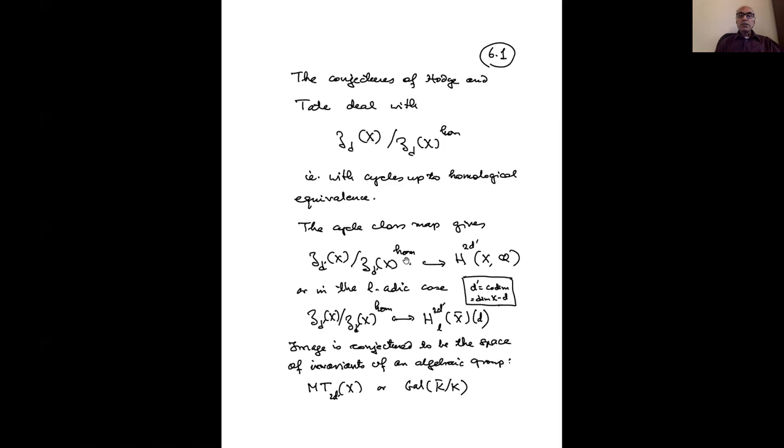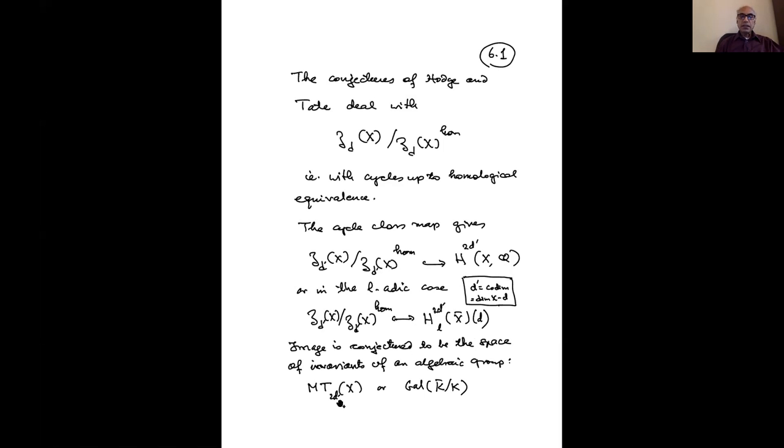So modulo homological equivalence, I get an injection of this into H^{2d'}(X) with rational coefficients, or in the l-adic case into étale l-adic cohomology. This d is called the Tate twist. And then the conjectures of Hodge and Tate are about the image. How can I recognize if I have an element here that it came from these cycles? In both cases, the conjecture says that the way you can recognize it is there's a certain algebraic group operating on these spaces, and if the element that you're looking at is invariant under the action of that group, then it had to be in the image of this map.